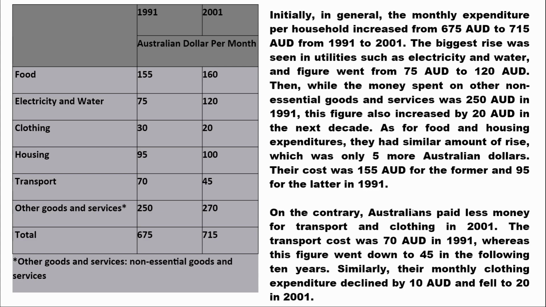Now, on the contrary, Australians paid less money for transport and clothing in 2001. The transport cost was 70 Australian dollars in 1991, whereas this figure went down to 45 in the following 10 years. Similarly, their monthly clothing expenditure declined by $10 and fell to 20, meaning that this is from 20 to 10 here, plus it's 30, right?